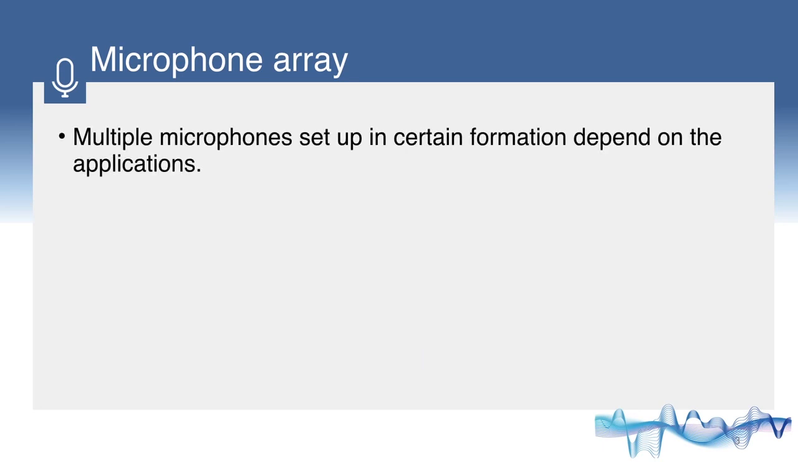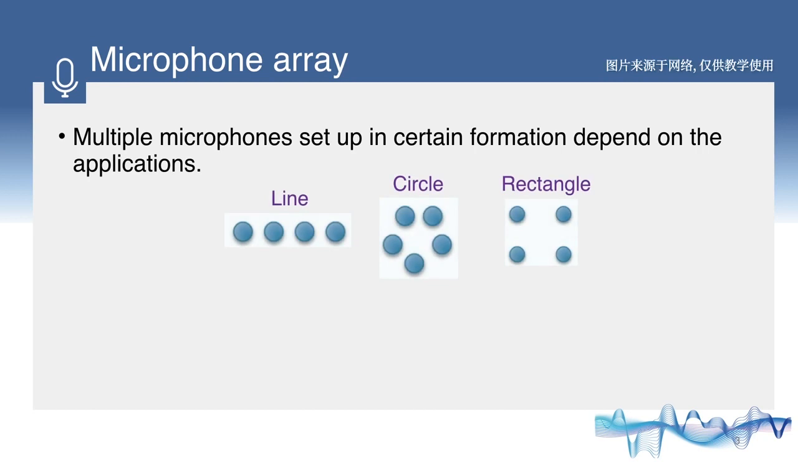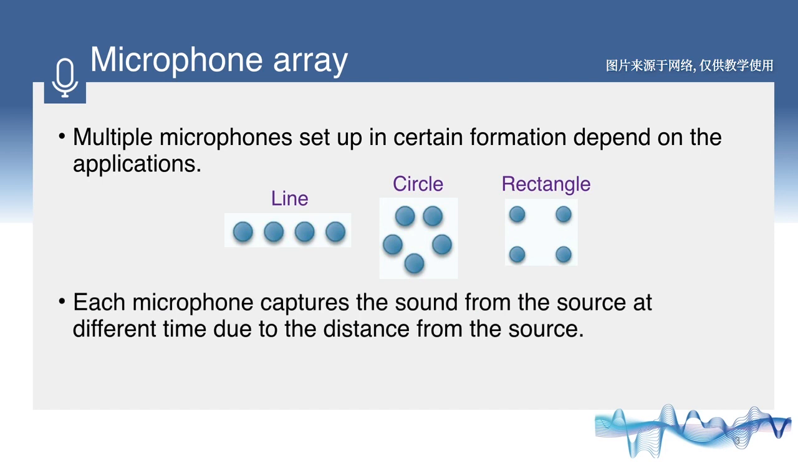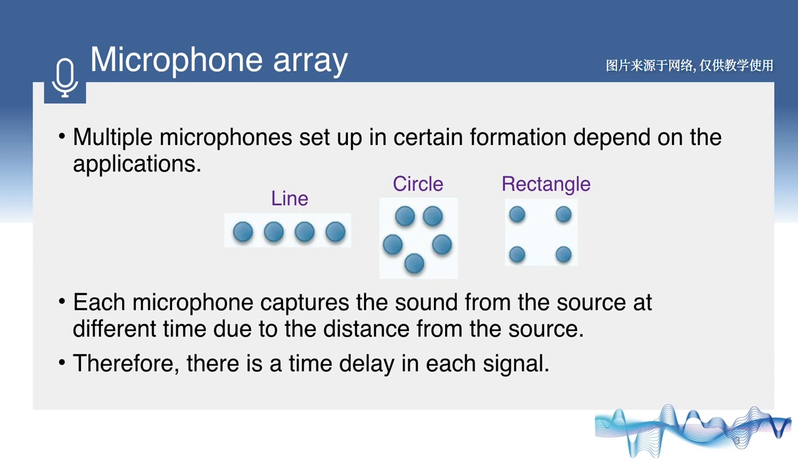A microphone array has any number of microphones operating in tandem. Multiple microphones are set up in certain formations depending on the applications. The forms of microphone array can be line, circle, rectangle, and so on. Each microphone captures the sound from the source at a different time due to the distance from the source. Therefore, there is a time delay in each signal.